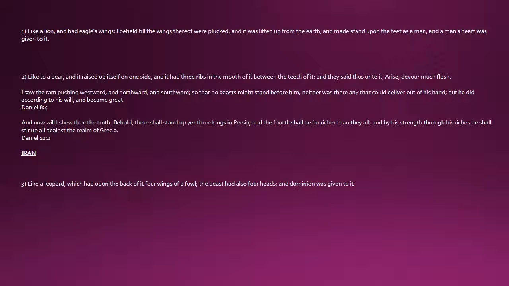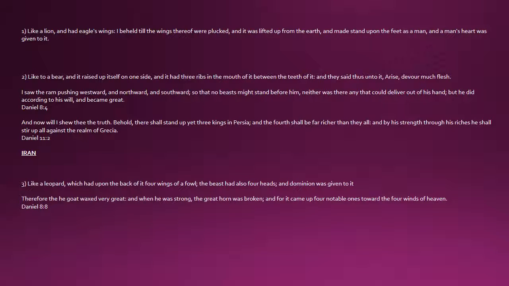Then the third beast, the leopard with 4 heads. Well, there's only one kingdom that we are told is divided into 4 in the last days. "Therefore the he-goat waxed very great, and when he was strong, the great horn was broken, and there came up 4 noticeable ones toward the 4 winds of heaven."